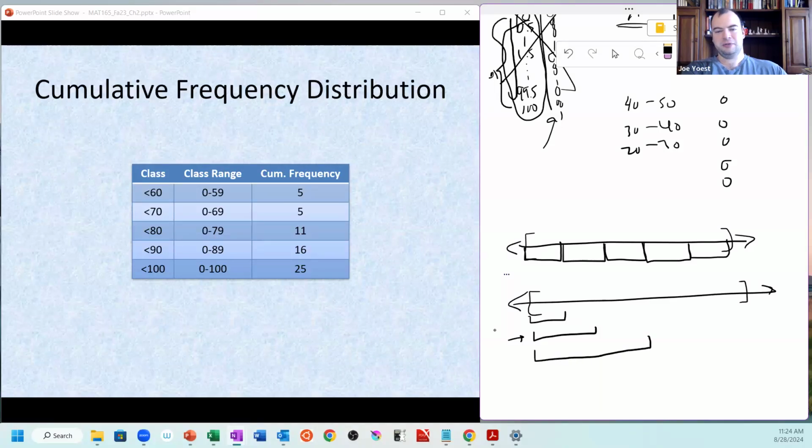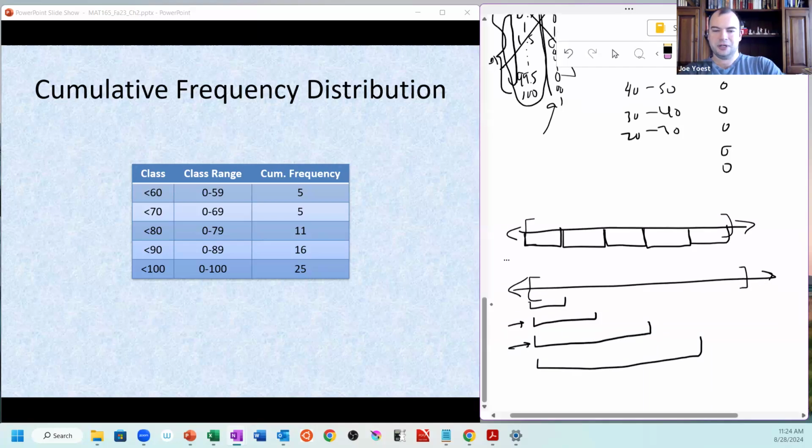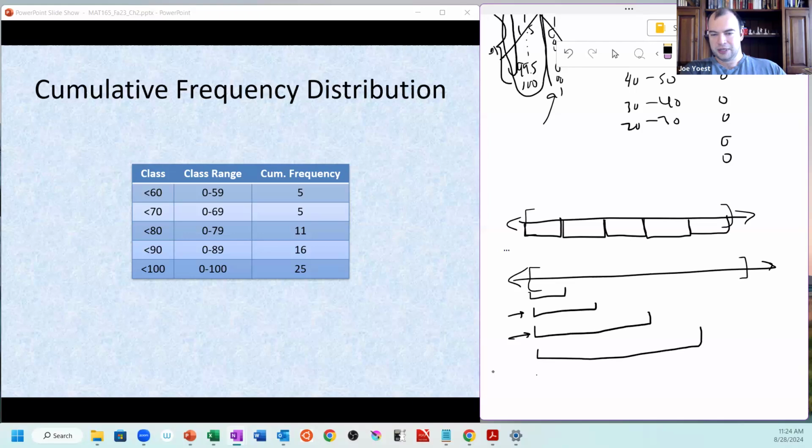And then we expand the bin further. This next one captures all of the ones in the first bin, all of the ones in the second bin, and potentially some more. We do that again. We expand the bin again. We capture all the ones we had previously, plus potentially some more. And then we do that, in this case, one final time. And now we should have all of the data points.